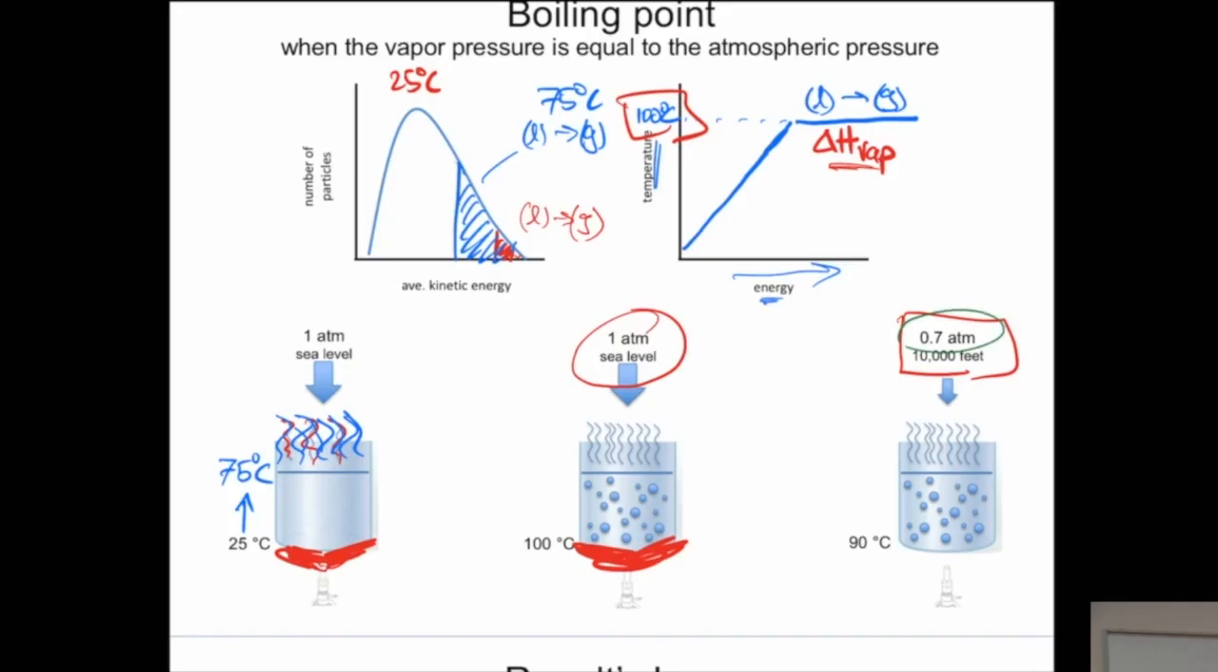It doesn't take as much energy to get the vapor phase of water, which hasn't changed, okay? Whatever it is. But now the pressure above the liquid has lowered, so it doesn't take as much energy. At 90 degrees, let's say, whatever the vapor pressure is of water, which hasn't changed, that's now equal to the lower pressure at 0.7 atmosphere. So the water boils at a lower temperature. You all see why that is?